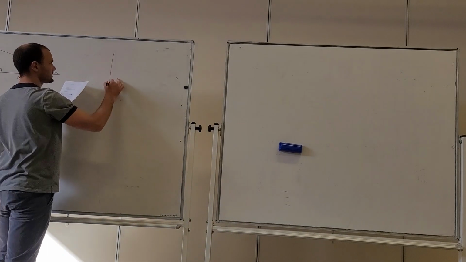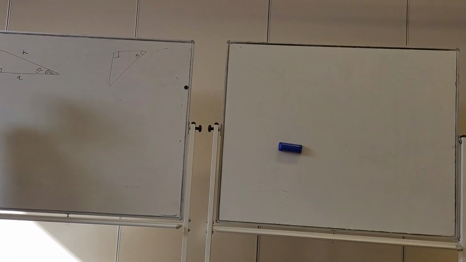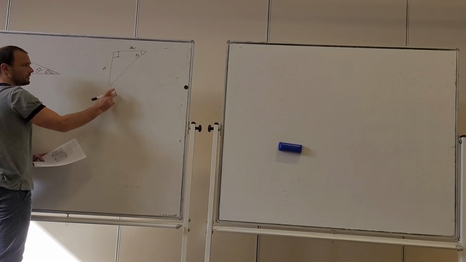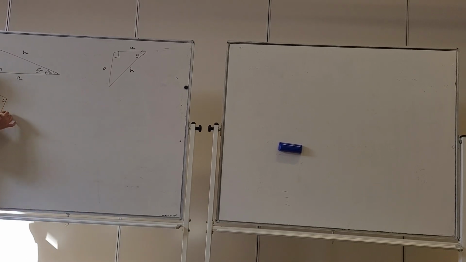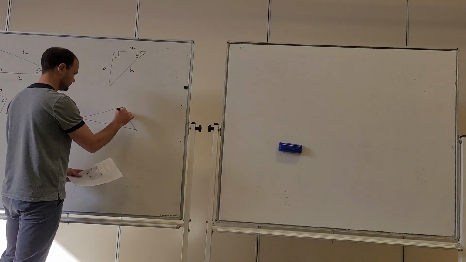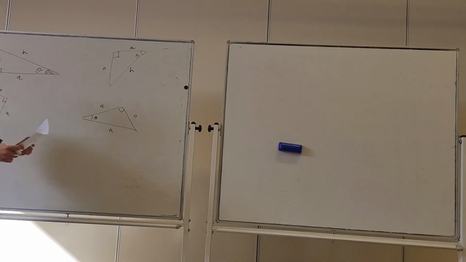Okay, let's go through these. So here's the second example. Here's theta. Our adjacent side connects the right angle and theta. Our opposite side is opposite theta. And our hypotenuse is opposite the right angle, the longest side. Alright, this one. A, O, H. And this one. Okay. Any questions about those?